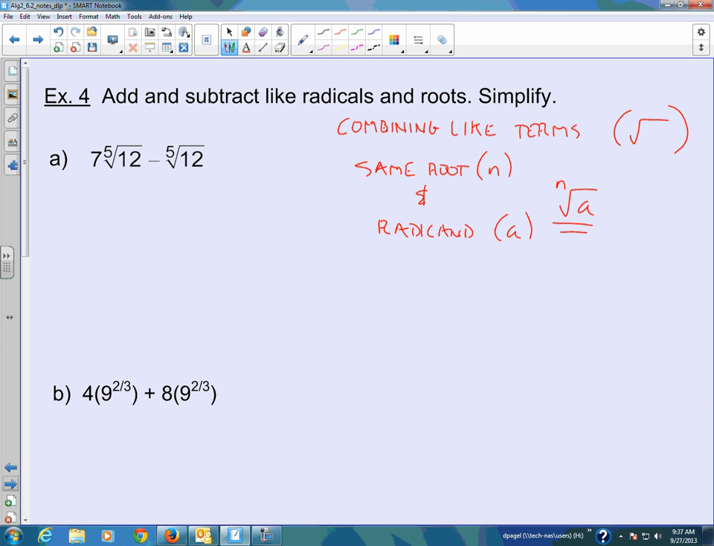And that's what's going on here. We've got 2 of the same looking radicals. We've got a 5th root of 12 and a 5th root of 12. I start with 7 of them. I remove 1. So 7 minus 1 gives me 6 5th root of 12s. And at that point, it's as far as we can go with that.